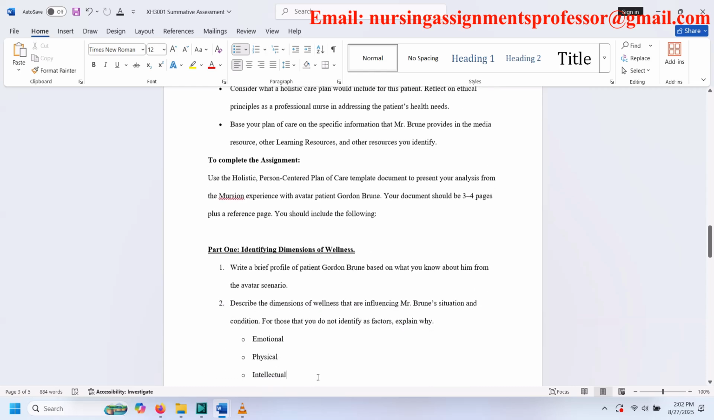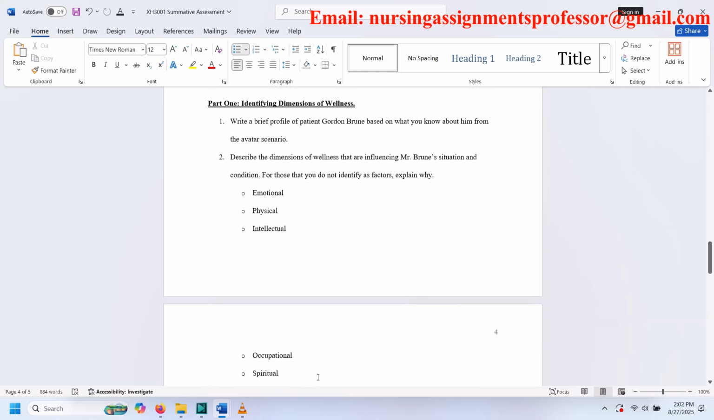Part 1. Identifying dimensions of wellness. 1. Write a brief profile of patient Gordon Brune based on what you know about him from the avatar scenario. 2. Describe the dimensions of wellness that are influencing Mr. Brune's situation and condition. For those that you do not identify as factors, explain why: emotional, physical, intellectual, occupational, spiritual, social.